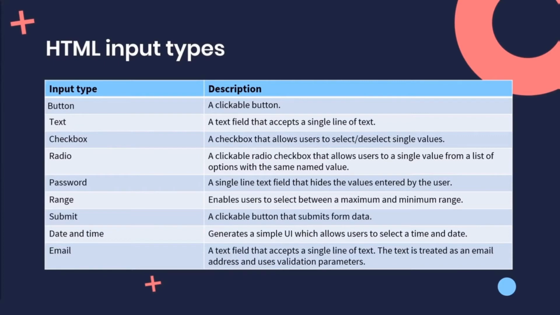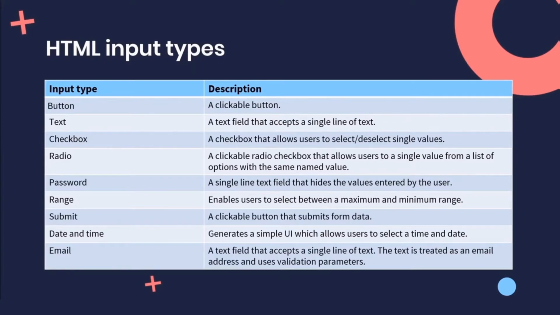Then we also have a radio button. Now a radio button and a checkbox are more or less the same thing, but they vary, and I'll show you an example in a second. A radio button is a clickable checkbox that allows users to select a single value from a list of options that share a similar value characteristic or attribute. And then we have the password input type, which is also just a single line field, but allows you to obscure and hide the text that you are actually entering into that field.